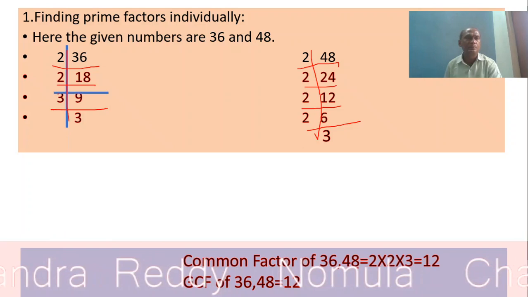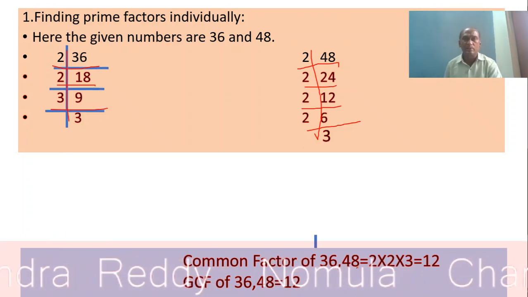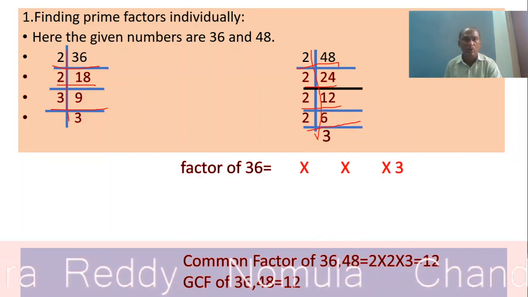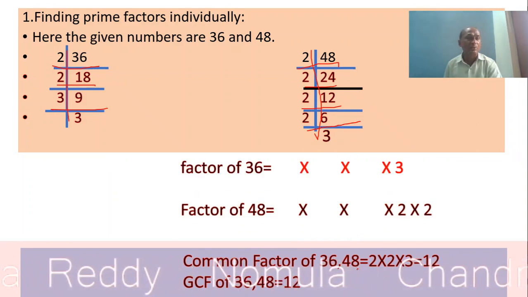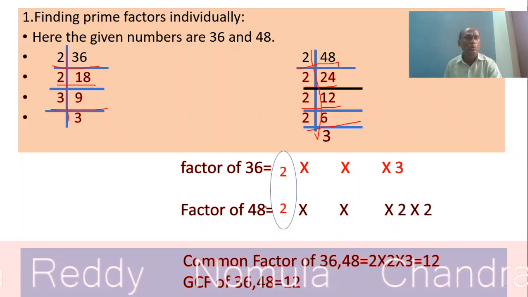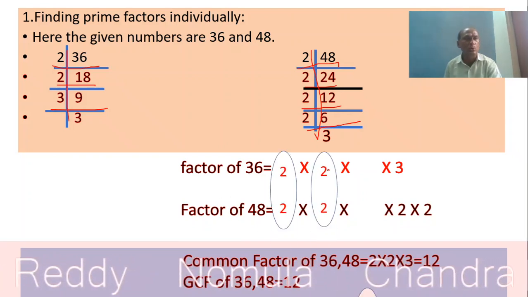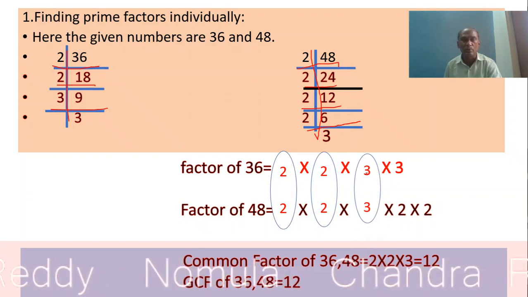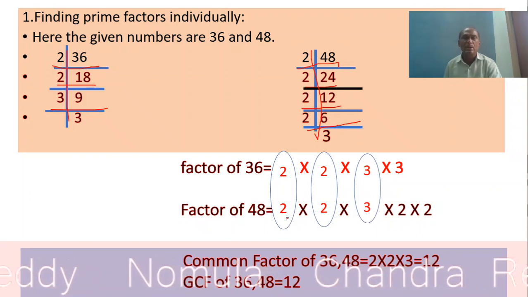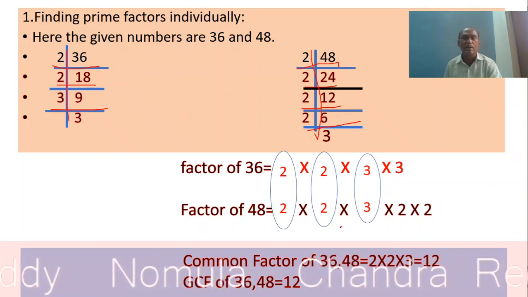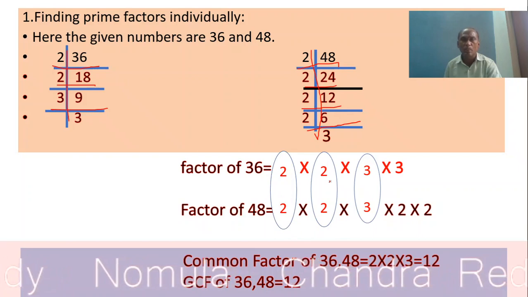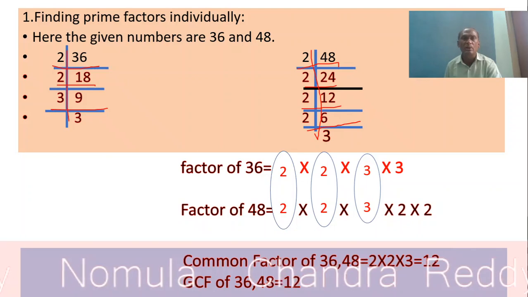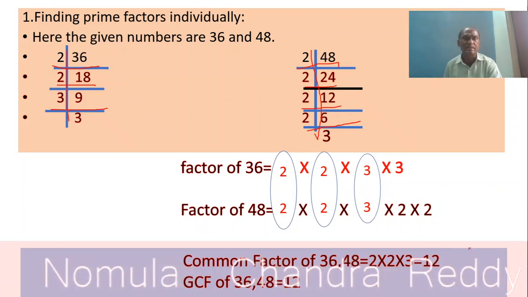Now first of all, the factors of 36 are 2 into 2 into 3 into 3. 2 2s are 4, 4 3s are 12, 12 3s are 36. Here for 48, the common factors are 2, 2 and 3. 2 2s are 4, 4 3s are 12. This is called the GCF of 36 and 48.